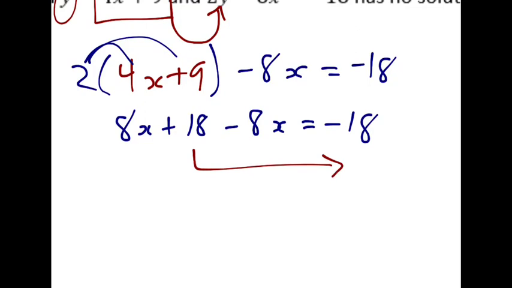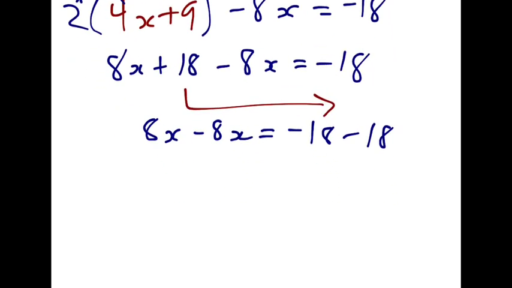So that will be 8x minus 8x equals negative 18 minus 18. 8x minus 8x is 0. Or just x, right? No, 0. If you had 8x minus 7x, that would just be x, because x is like 1x, right? Negative 18 minus 18 is negative 36.